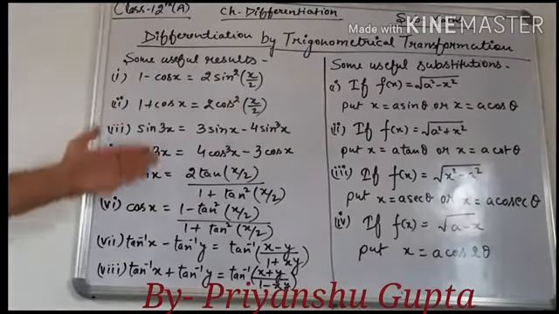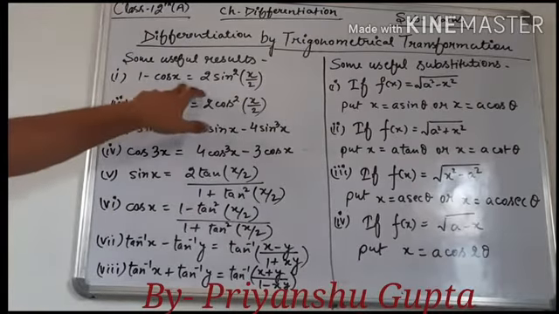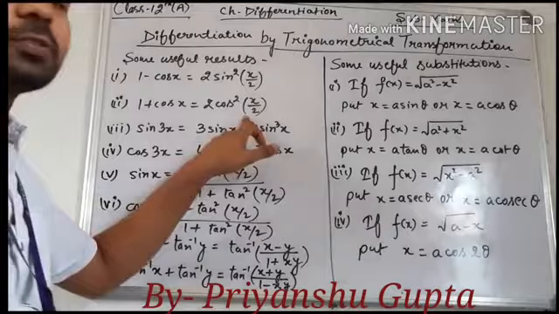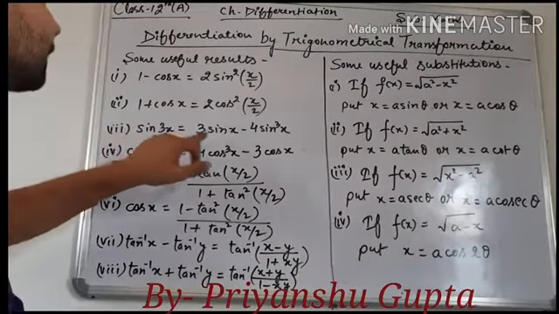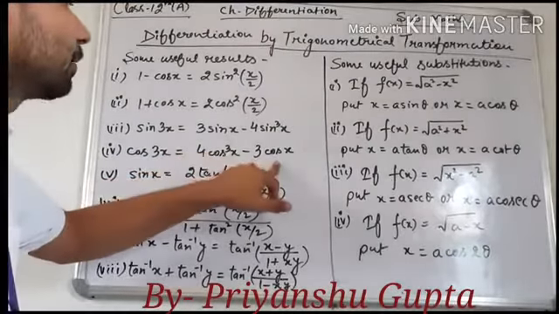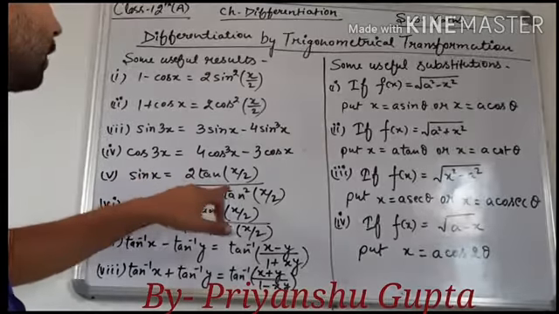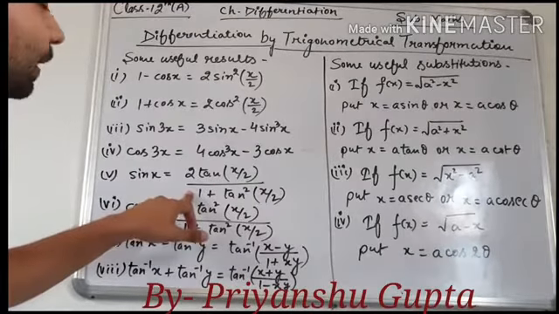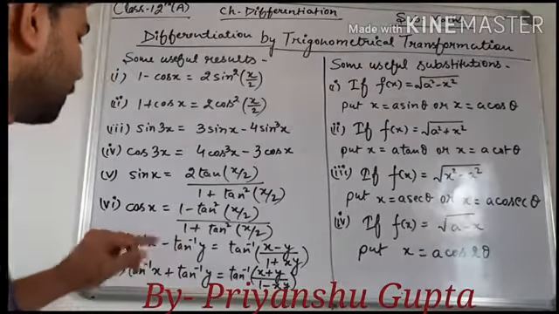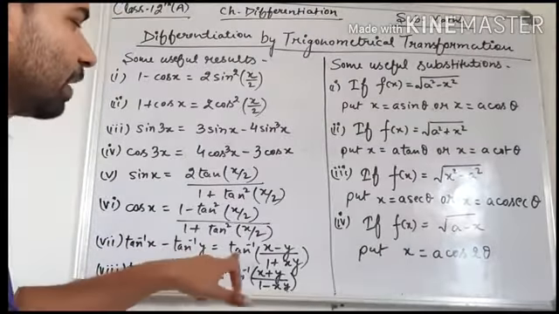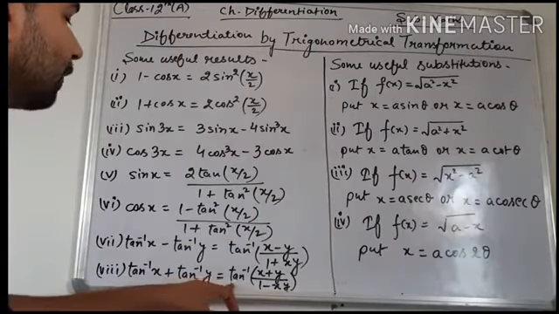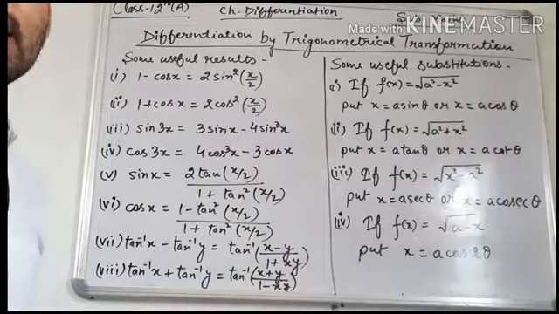we have to use some results which are 1 minus cos x is equals to 2 sin square x by 2, 1 plus cos x is equals to 2 cos square x by 2, sin 3x is equals to 3 sin x minus 4 sin cube x, cos 3x is equals to 4 cos cube x minus 3 cos x, sin x equal to tan x by 2 upon 1 plus tan square x by 2, cos x equal 1 minus tan square x by 2 upon 1 plus tan square x by 2, tan inverse x minus tan inverse y equal tan inverse x minus y upon 1 plus x y, tan inverse x plus tan inverse y equal tan inverse x plus y upon 1 minus x y.